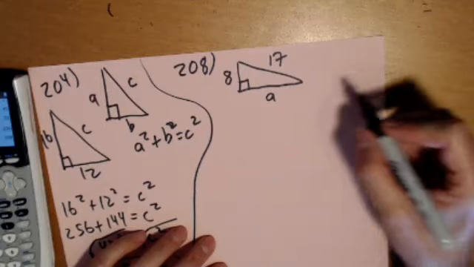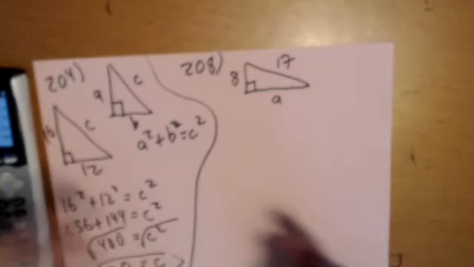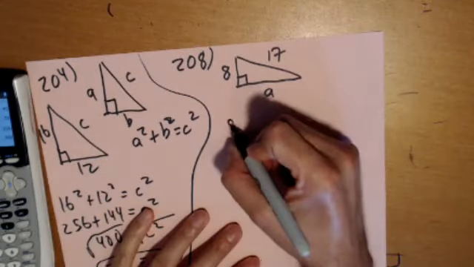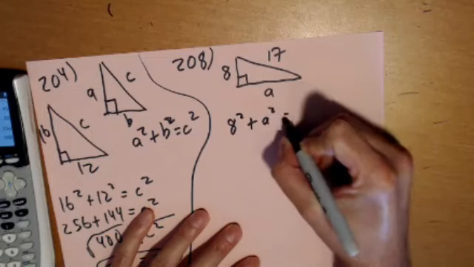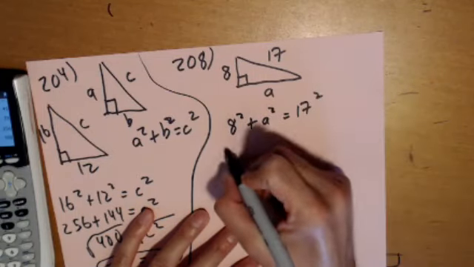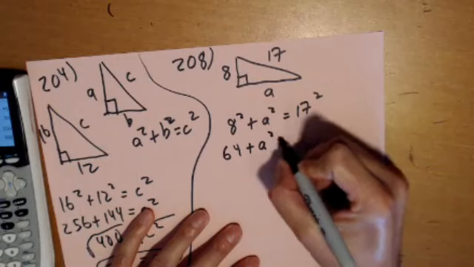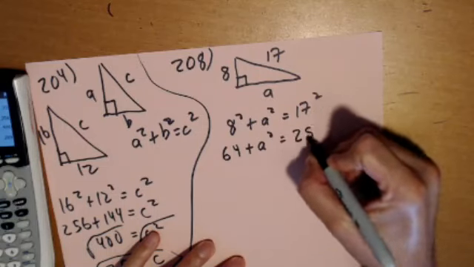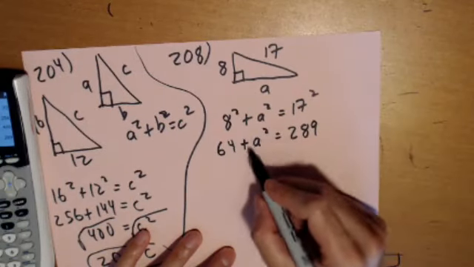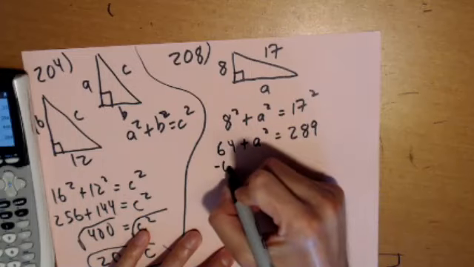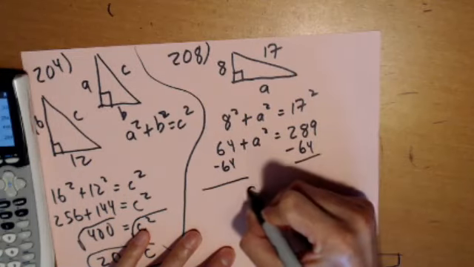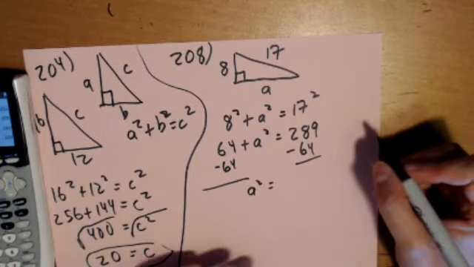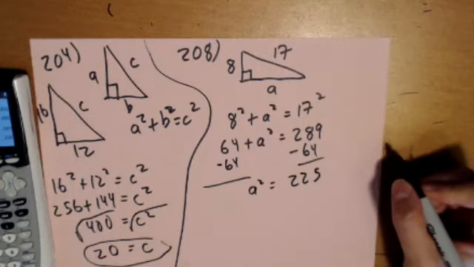Nothing matters. So the legs, A squared plus B squared, leg squared plus leg squared equals hypotenuse squared. 8 squared plus A squared equals hypotenuse squared. Throw it in your calculator. 64 plus A squared equals 17 squared, which is 289. We're trying to get A, which means we need to get A squared alone, so let's subtract 64 from both sides. A squared is equal to 225.